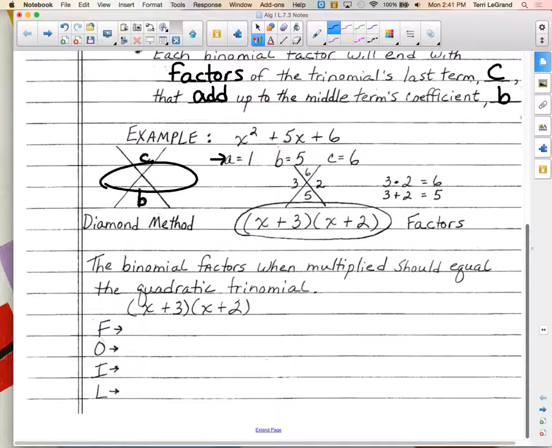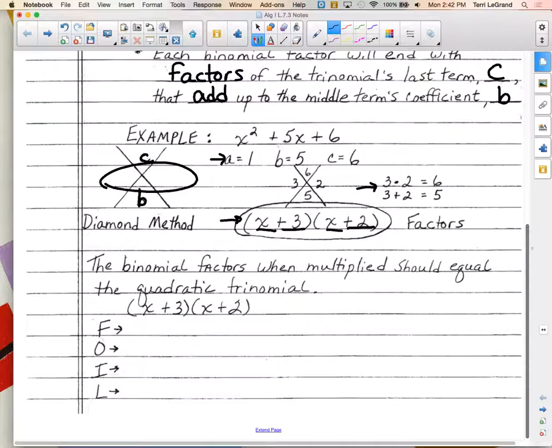We find out it's 3 and 2 because off to the side here we show 3 times 2 equals 6. Now you don't have to show this part, the 3 times 2 equals 6, you can do that in your head. But yet it also adds up to 5. So remember, the two factors, so this is the factored name right here. The two factors start with the square root of the first term, the square root of x squared. They end with those two numbers you find that multiply to be c and add up to b.